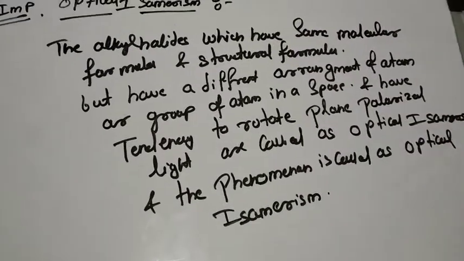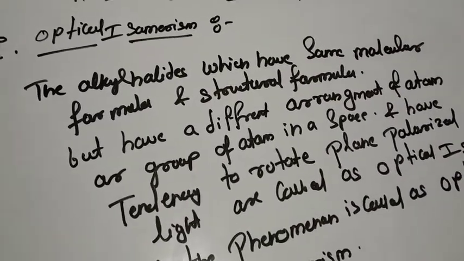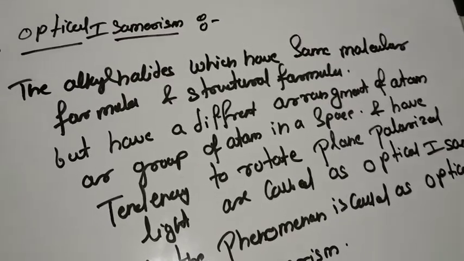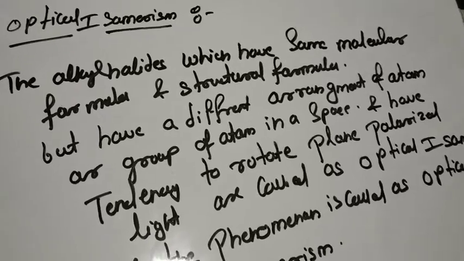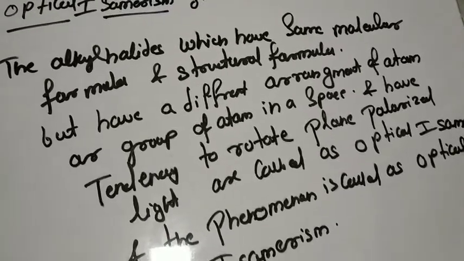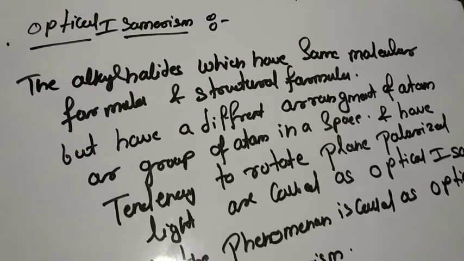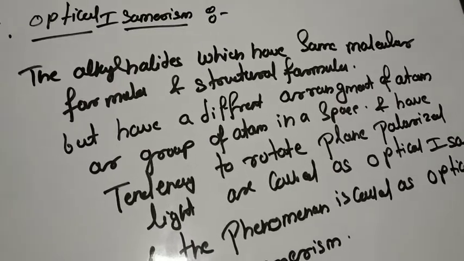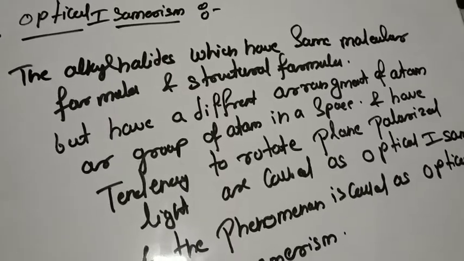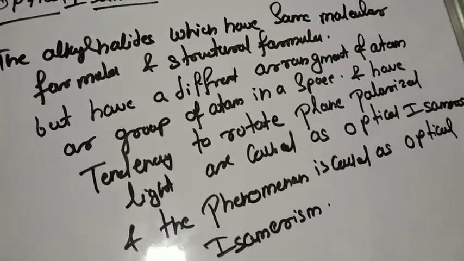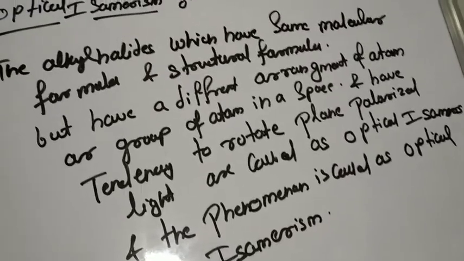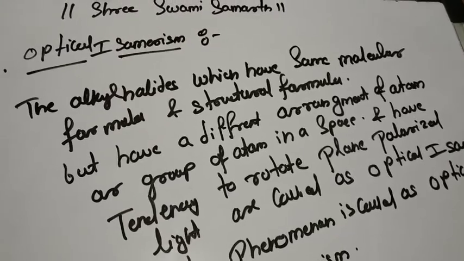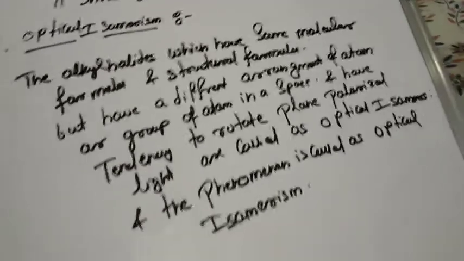Right? So I guess you might have understood the concept. The alkyl halides which have the same molecular formula and structural formula but have a different arrangement of an atom or a group of an atom in space and have the tendency to rotate plane polarized light are called optical isomers, and the phenomenon is called optical isomerism, right? So my dear students, this is what is called optical isomerism. This question can be asked in the board exam for 2 marks.